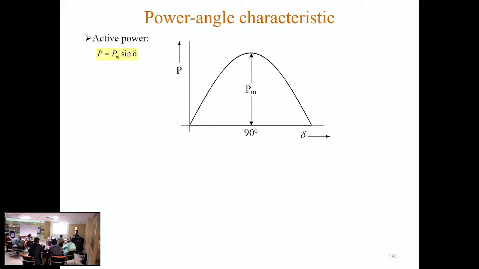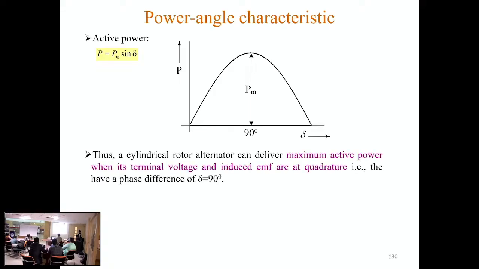So you know the criteria, that is the equal area criterion, etc., taught in power system. Okay, so that is not included here. So this is the power angle characteristic for cylindrical rotor machine. So this power will be maximum when delta equals 90 degrees. Okay, and the reactive power equation remains the same.